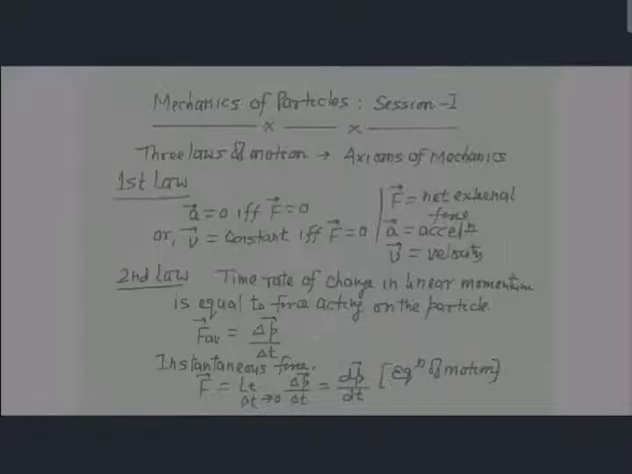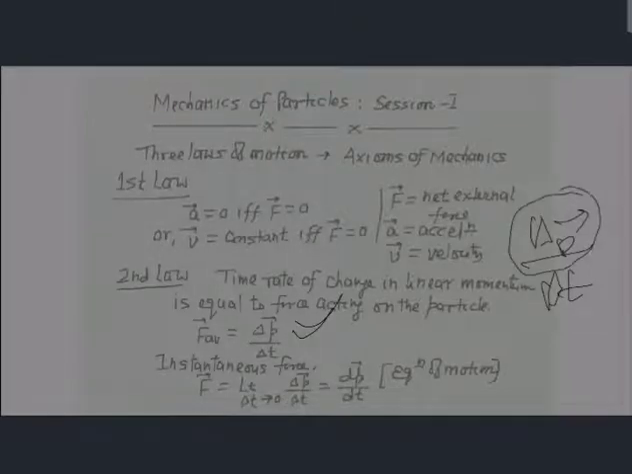Now this delta P by delta T means we have found basically the average of momentum change. We have found the rate of change of momentum. Delta P by delta T, the change in one quantity with respect to another quantity, is the rate of change of momentum with respect to time. So this is delta P by delta T, and this will be equal to F average.